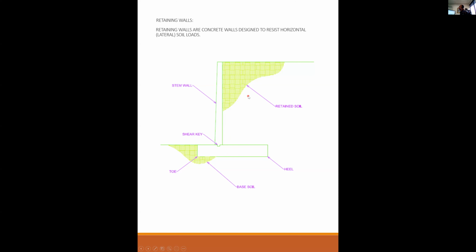Tonight's lecture is on retaining walls. What is a retaining wall? Retaining walls are concrete walls designed to resist horizontal or lateral soil loads. So there's your classic section through a retaining wall. You have a grade up here, you have a lower grade down here for whatever reason. You have a footing where we have what's known as the toe, and the heel of the footing. And then we have a wall that is built integrally with that footing, and that wall retains or holds back the soil pressure from this dirt up here.